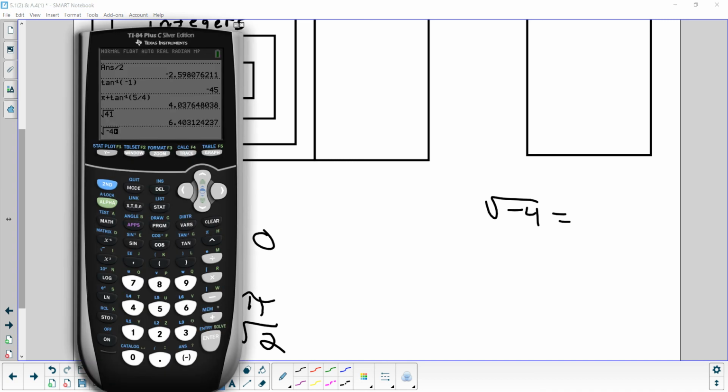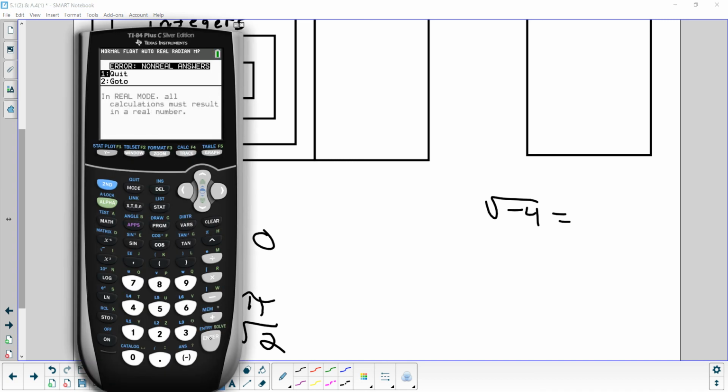So when we deal with square root of -4 and I type it in on the calculator, even the calculator says, error, you can't do it. But that's because the calculator is trying to give me a real answer. Well, you can't do it that way. If you want to give an answer to a problem like that, you have to go beyond real numbers.